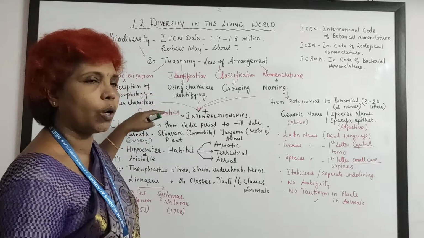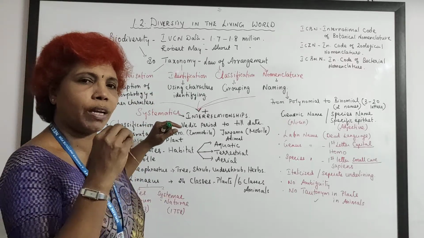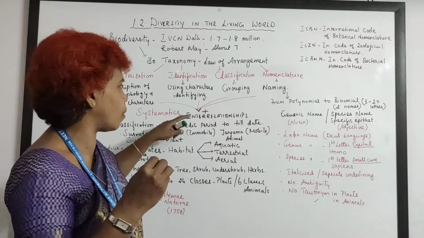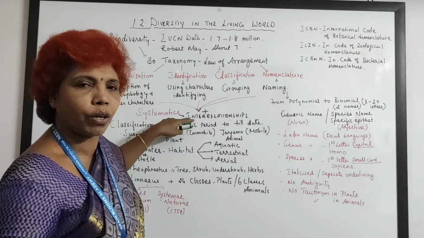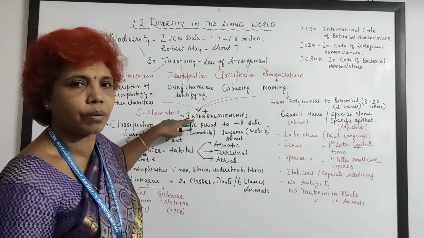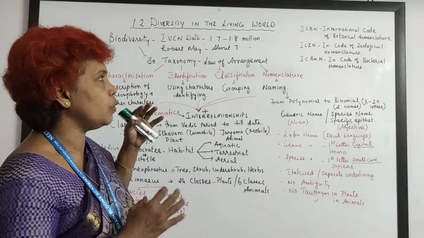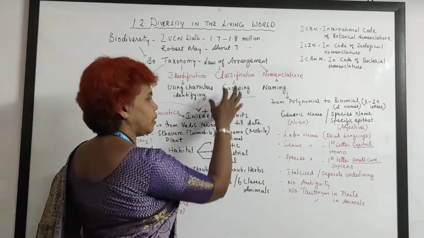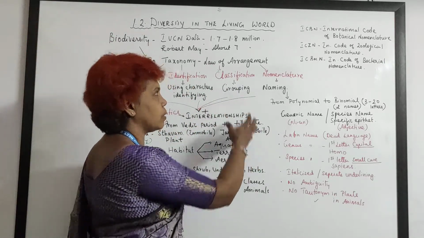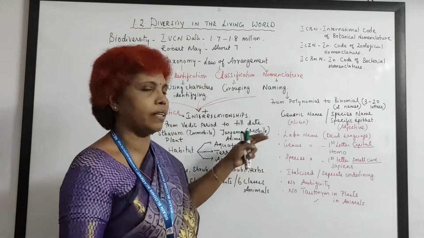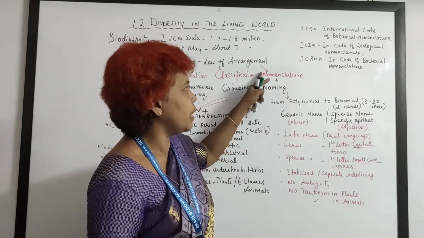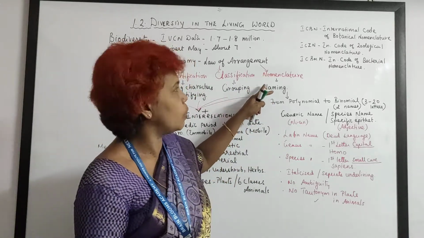So they both are the same, but systematics will have a little higher order, with one more component added, with interrelationship. Understood? And when you talk about classification, I just cut this because you have a separate title later to go with. Now we go with the nomenclature.